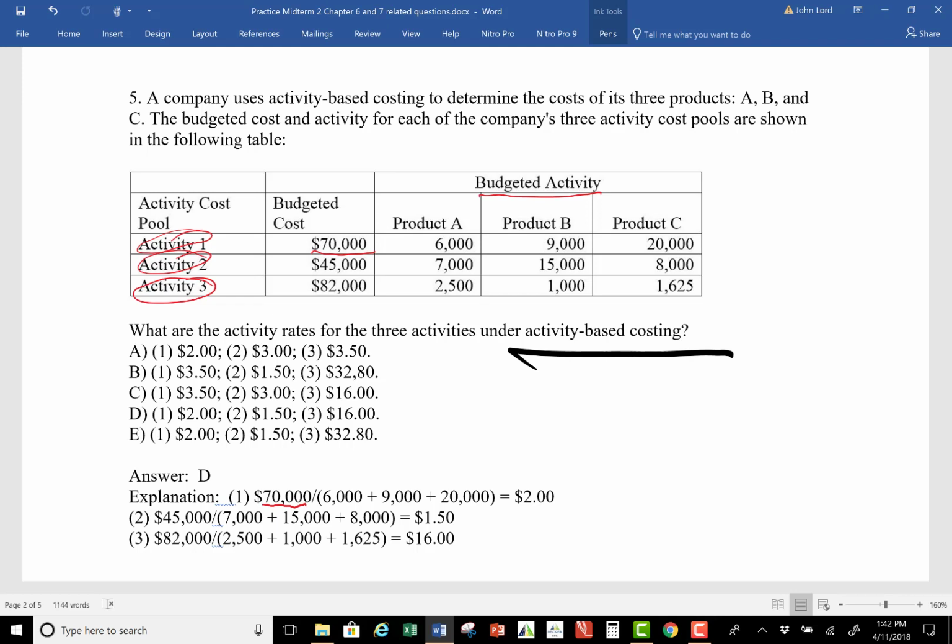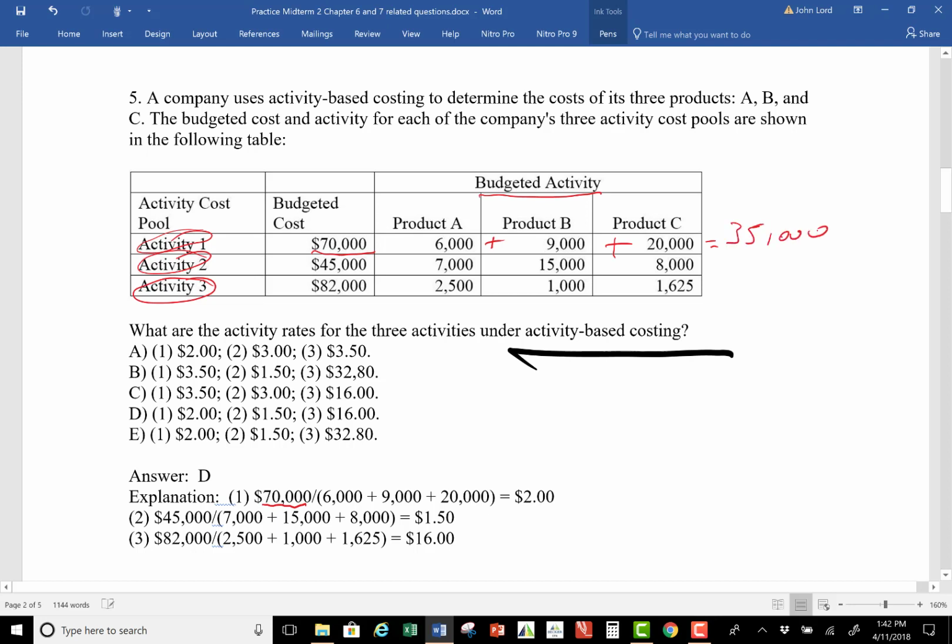These are not the number of units. These are pounds, right? If we were talking about changeovers, it's the number of changes. It's not the number of units that we're producing. It's how much of the driver of the activity they use. If it's material handling, for example, this would be pounds. So you add these up, 6,000 plus 9,000 plus 20,000 gives us a total of 35,000 for that one.